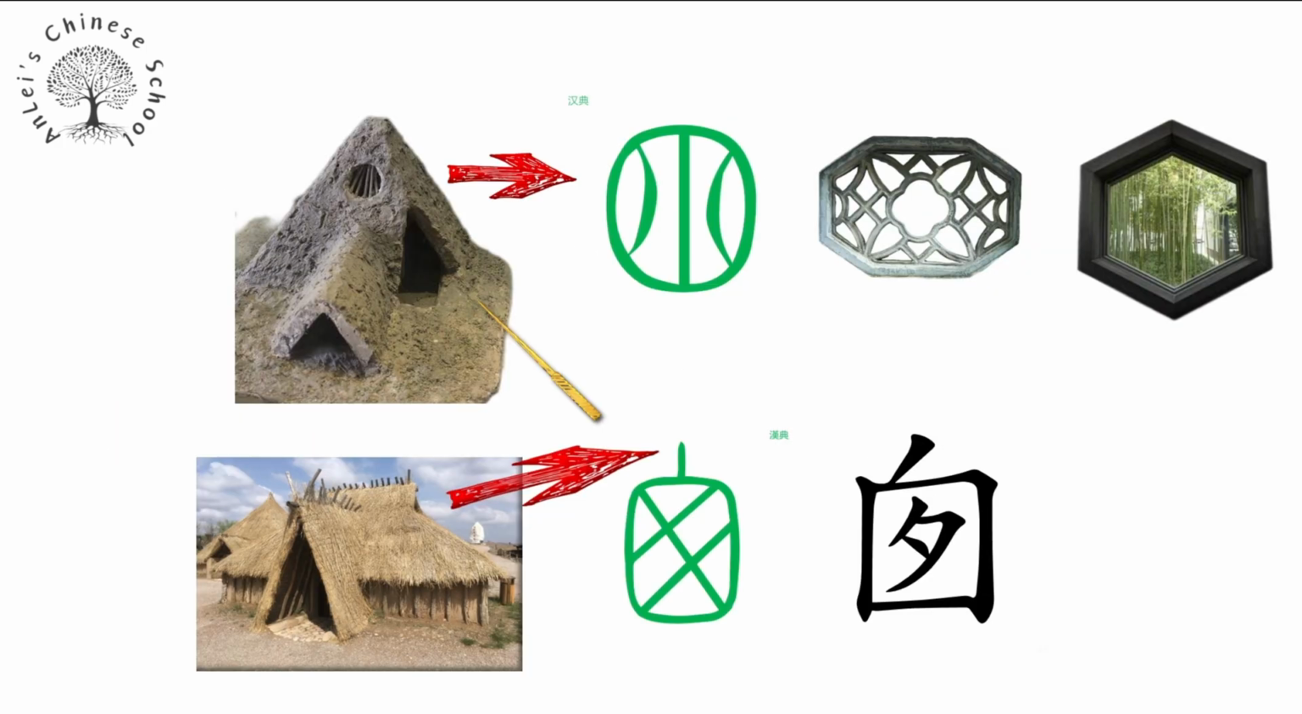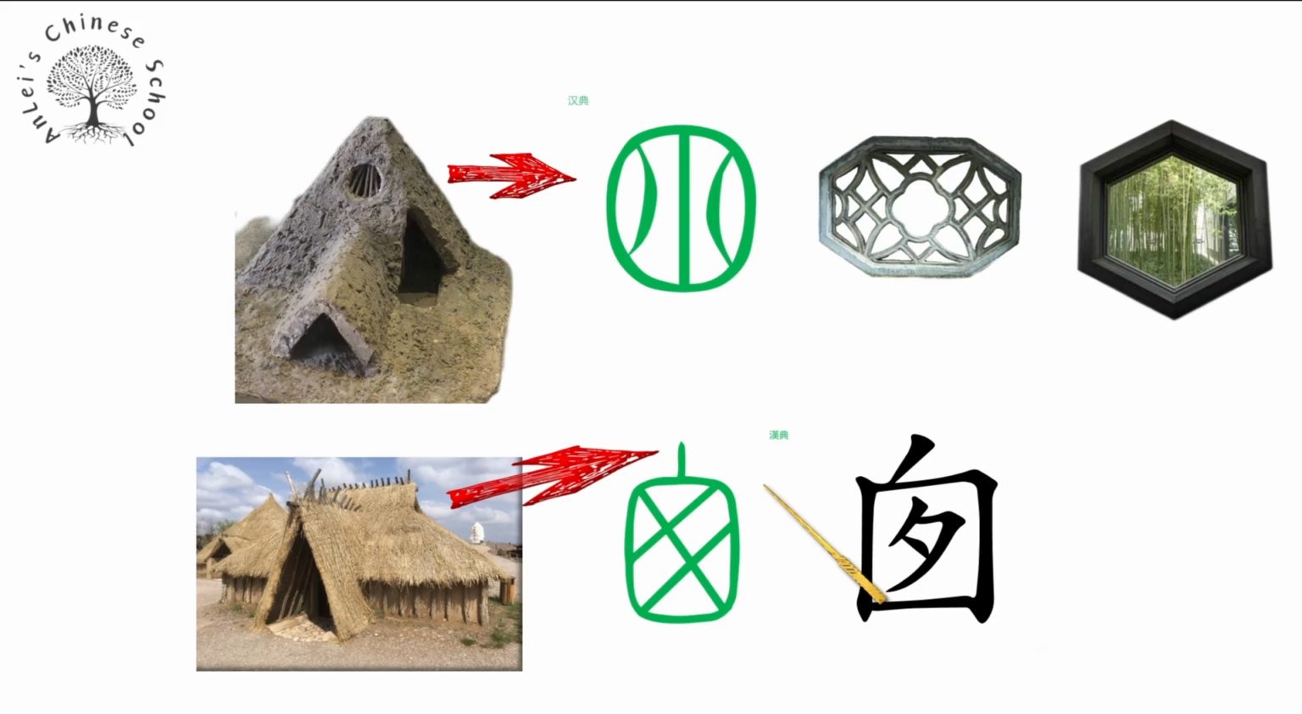This is the model of a house in primitive society. On the roof, there's a window. This character in the small script comes from that window. And in some classical Chinese gardens, people still use this kind of window. We call it a huachuang, flower window.